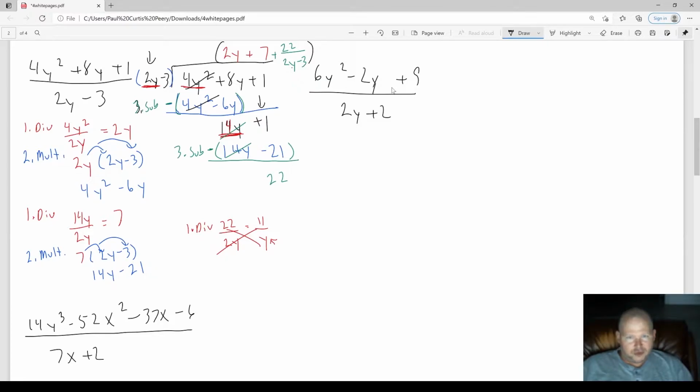Okay, now again, we could try first, I don't think this would work, but I could be wrong. First thing we could do on this problem, 6y squared minus 2y plus 9 over 2y plus 2, is we could try to factor it. I don't know if it's going to work out. My guess is it's not going to work.